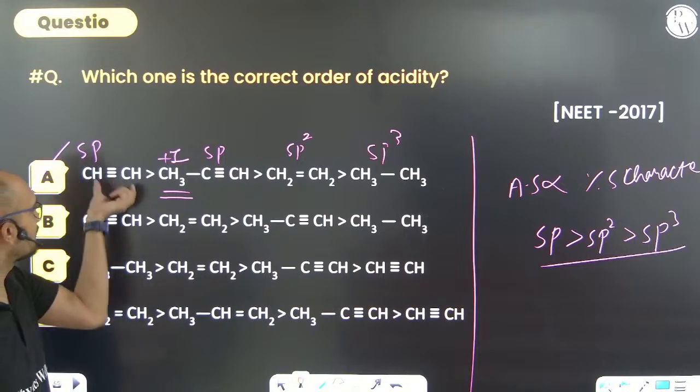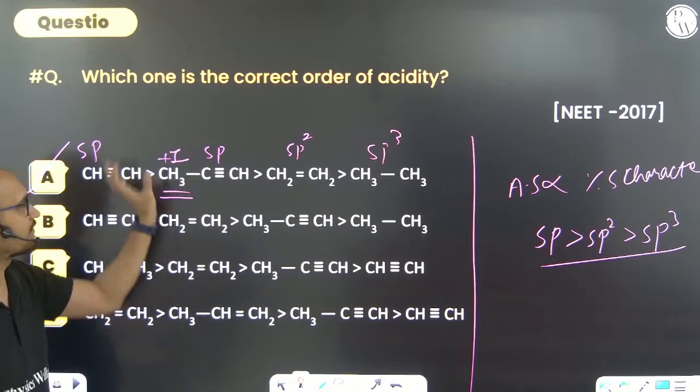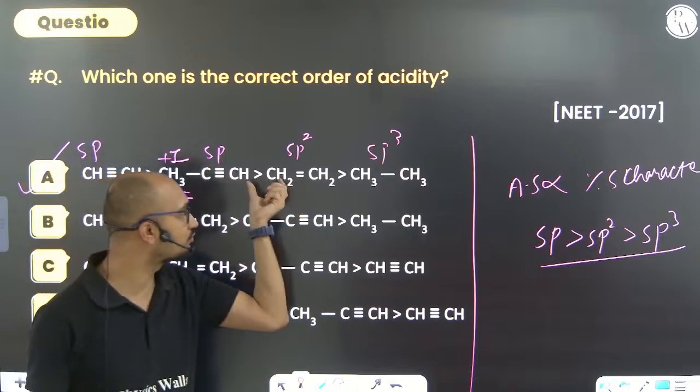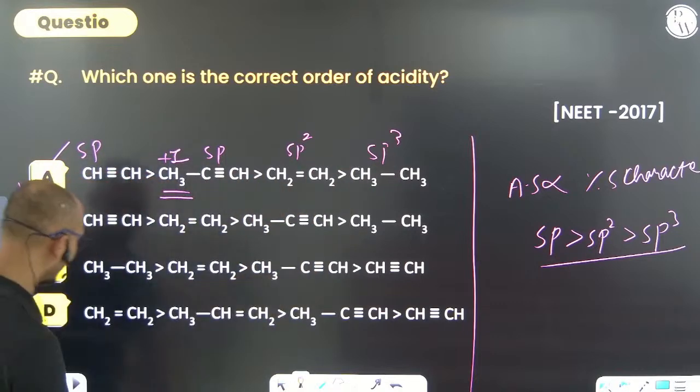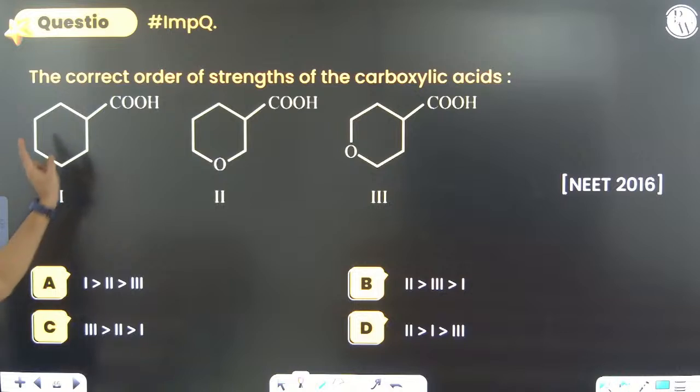Why? Because here it is sp, but here it is plus I. तो थोड़ा decrease कर देगा. उससे ज़्यादा कौन? उससे कम कौन? Double bond. उससे कम कौन? ये. I hope you all can see that. The correct order of strength of the carboxylic acid.